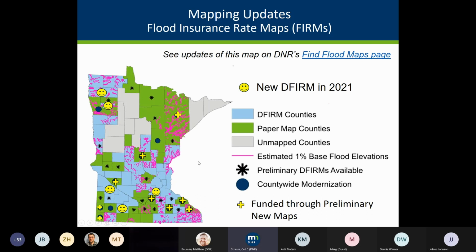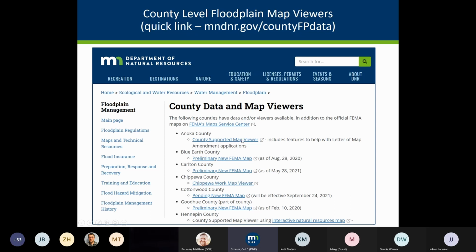Also, from our maps and technical resources page and that same Find Flood Maps, if you scroll down a bit, one of the links is County Data and Map Viewers, or you can use a quick link, this quick link here, mndnr.gov/countyFPdata. So on this page, we have a couple of links to county viewers that we know of that are really good, like Anoka and Hennepin. And a lot of the links are showing, hey, there's preliminary new maps, FEMA new maps.